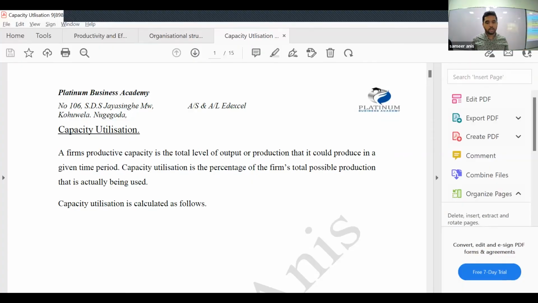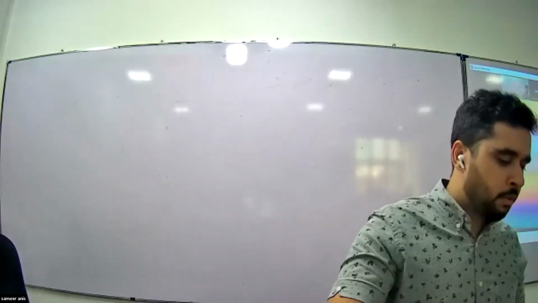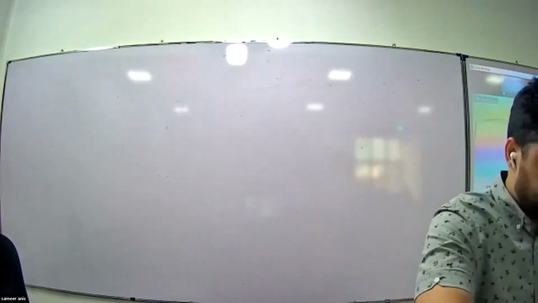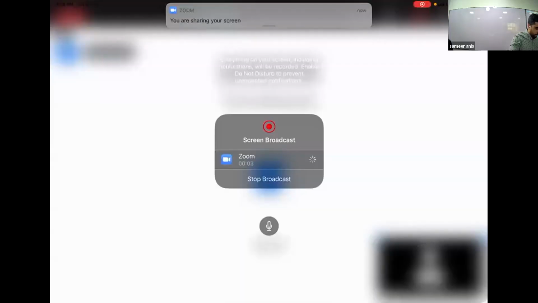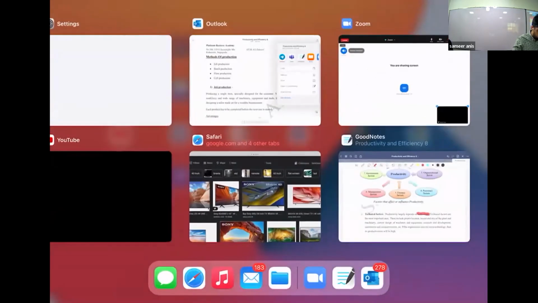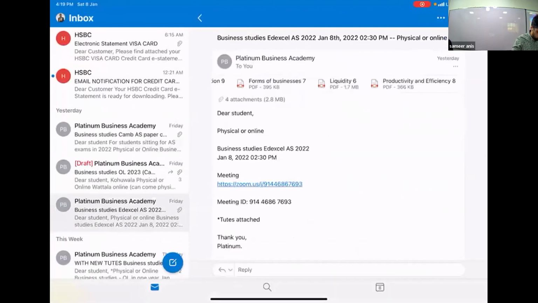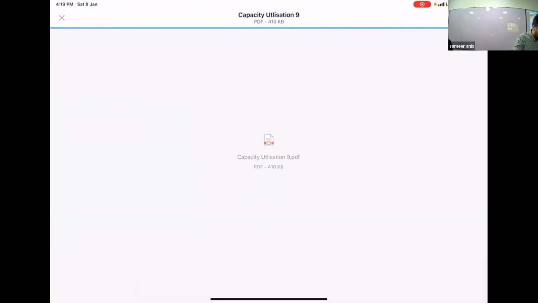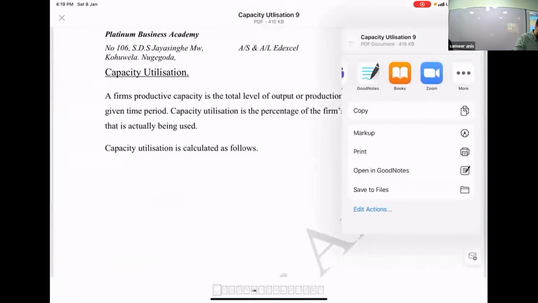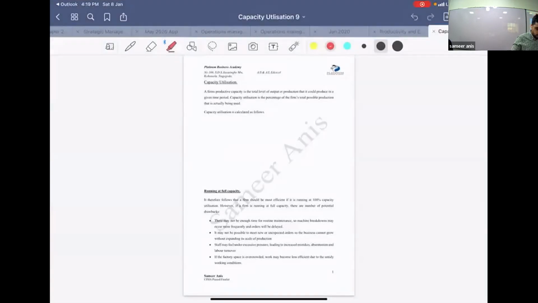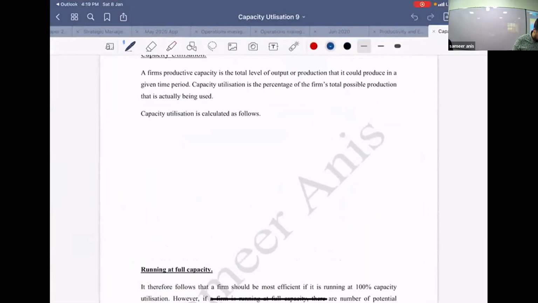Okay, guys, let's have a look at capacity utilization, ladies and gentlemen. Just write the formula down, then I'll explain it to you all. Write down the formula as: capacity utilization equals current output divided by total productive capacity, into 100.